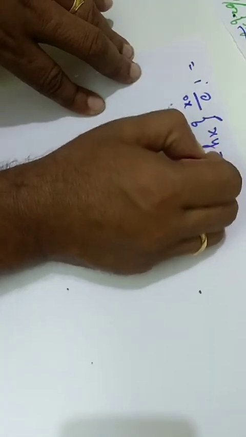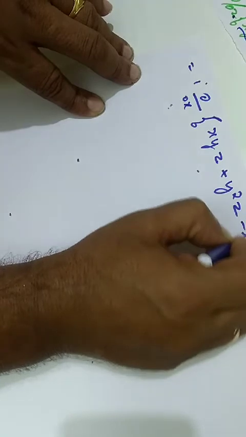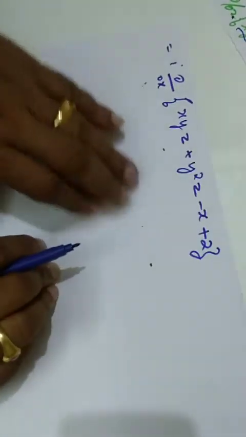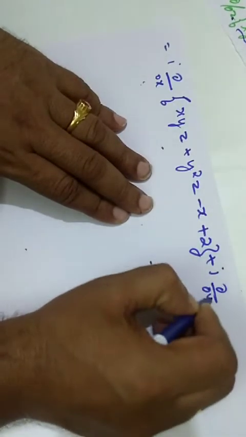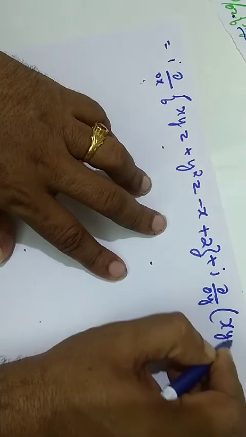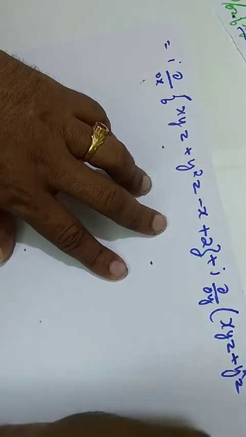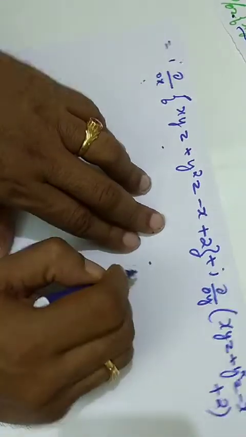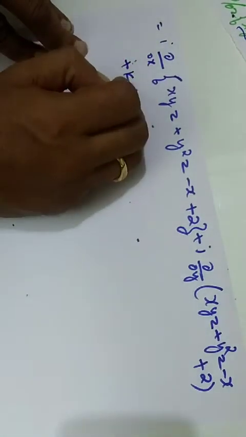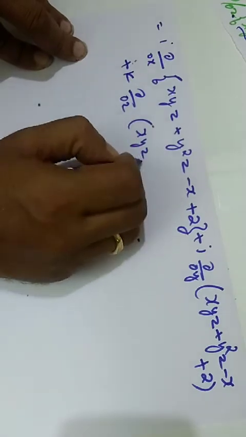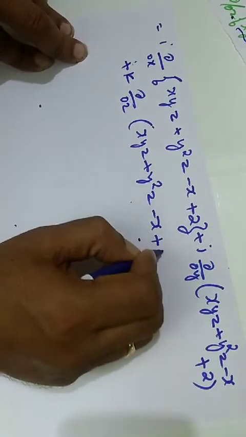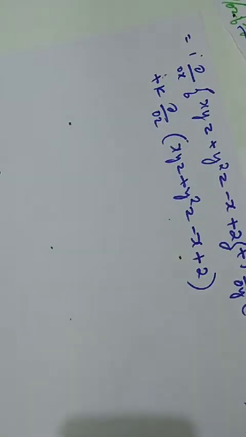So let us differentiate this. i into dou by dou x of xyz plus y squared z minus x plus 2, plus j into dou by dou y of xyz plus y squared z minus x plus 2, plus k into dou by dou z of xyz plus y squared z minus x plus 2. This is what I have to partially differentiate.